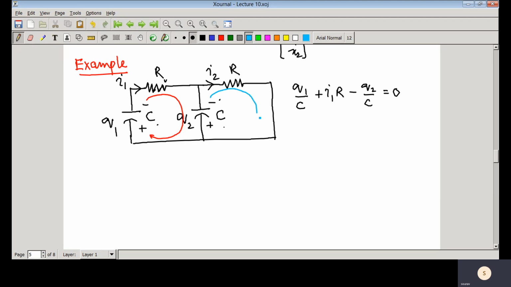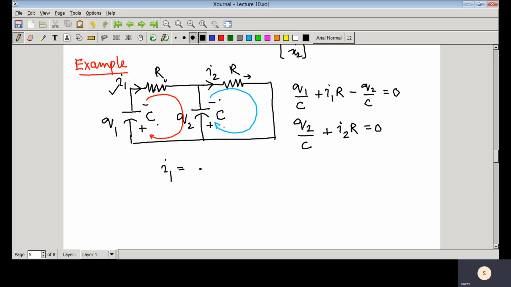KVL, and if you just see this particular loop, what will you get? That Q2 by C, that is plus, and again current is flowing along that direction, so that is I2 into R equal to 0. So you have two KVL equations, and from here another relationship you can have, that is current I1.